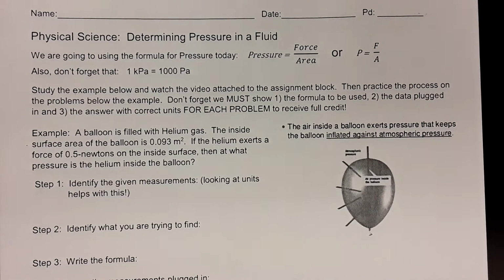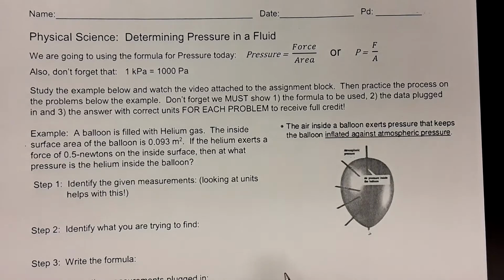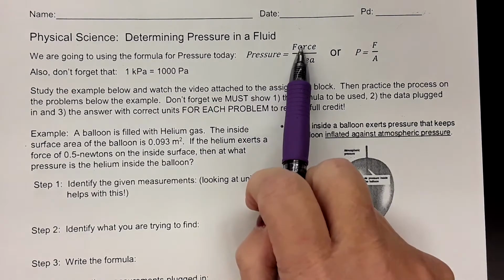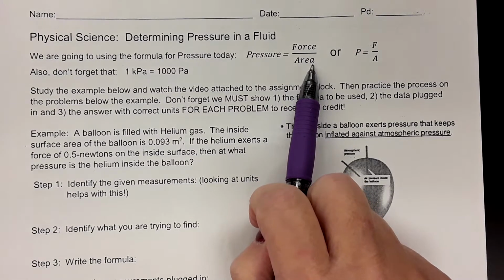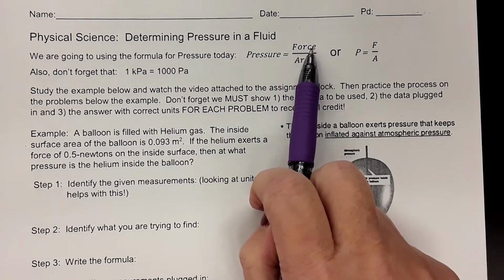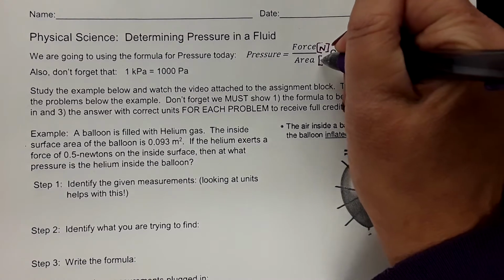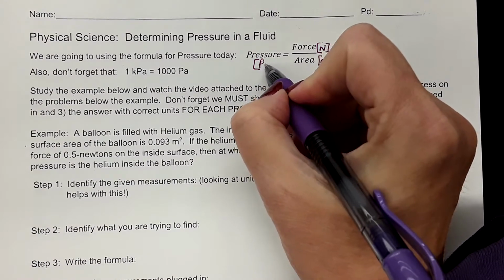Okay, I decided to create this little video to go through the example for assignment number 3, determining pressure in a fluid. We are going to be looking at how to find pressure. The formula for pressure that we learned in our notes is that pressure is the force per, which means divide, unit area. For SI units, force is measured in newtons. Area is going to be measured in meters squared, and that way the pressure will be in pascals.